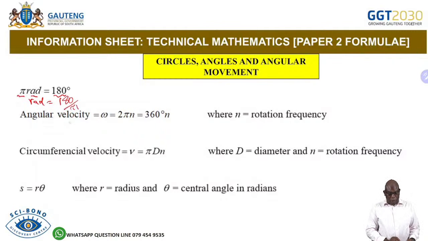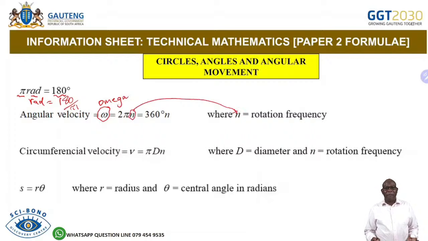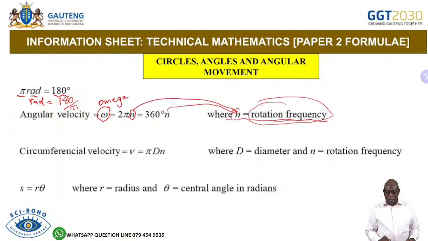Okay, so now the angular velocity, very important. This sign is an omega sign, we call it omega. Omega equals 2 pi n. With the formulas in circles, angles, and angular movement, they are very easy because everything is explained to you. What does the n stand for? It's rotational frequency. So in my question, I must look for that. If I'm given the rotational frequency, I immediately know that that will be n.